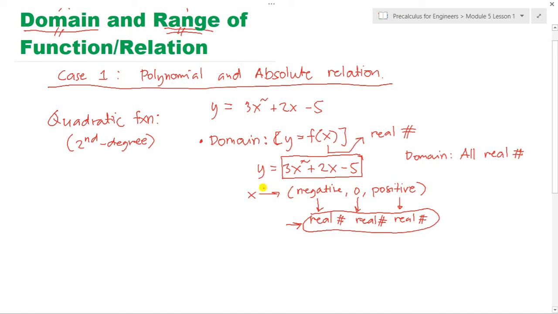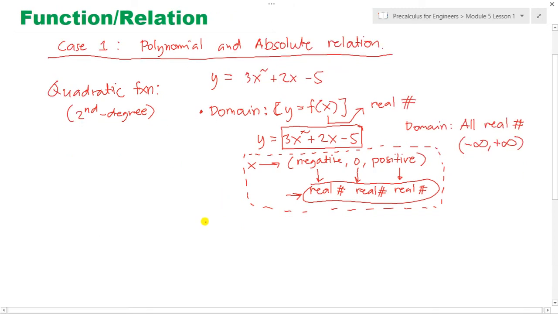Ang atong process diri kani akong gi-box og hidden lines, mao ni siya ang inyong hinumduman. Mao ni siya ang kanang test values. So, ni-test nato from negative values, 0, and positive values. So, all real numbers, or in the interval notation, this is from negative infinity to positive infinity. Okay, nagets ra, class?